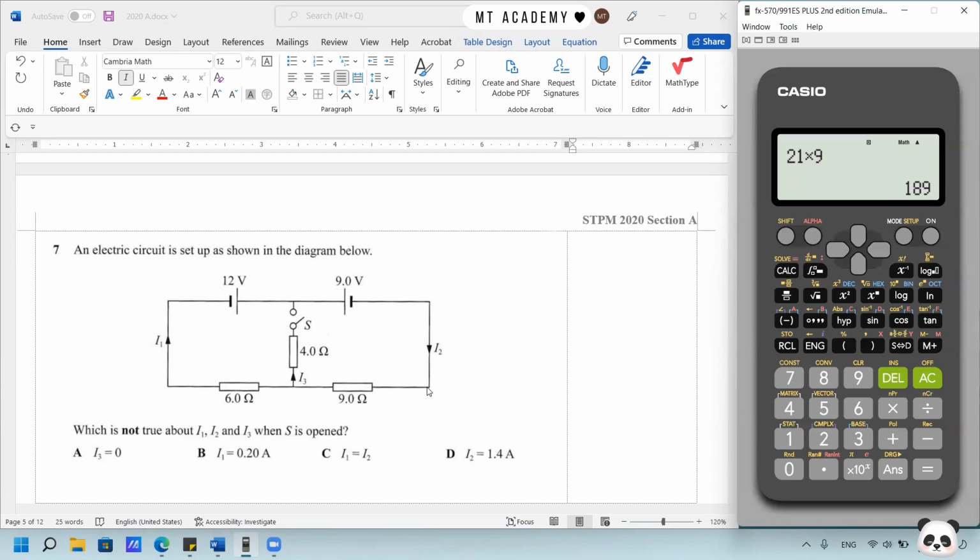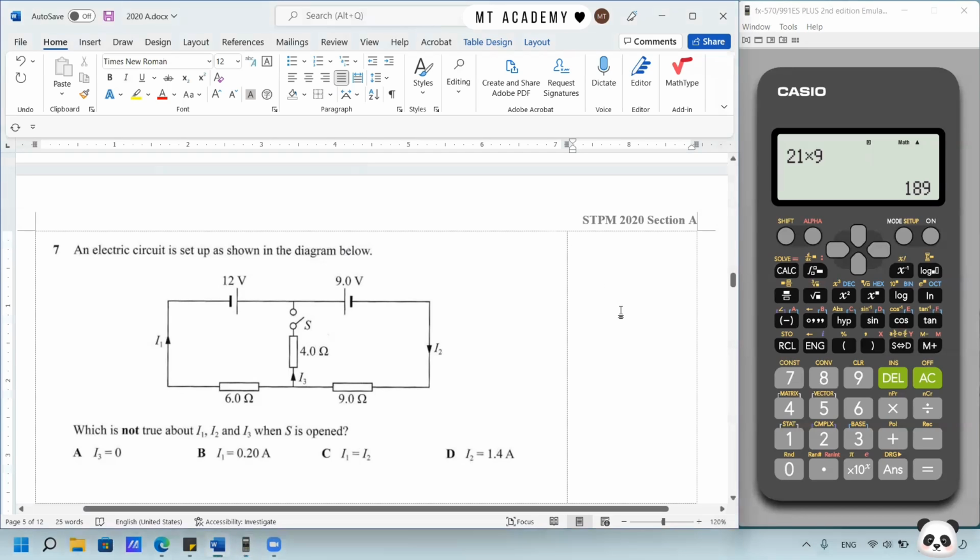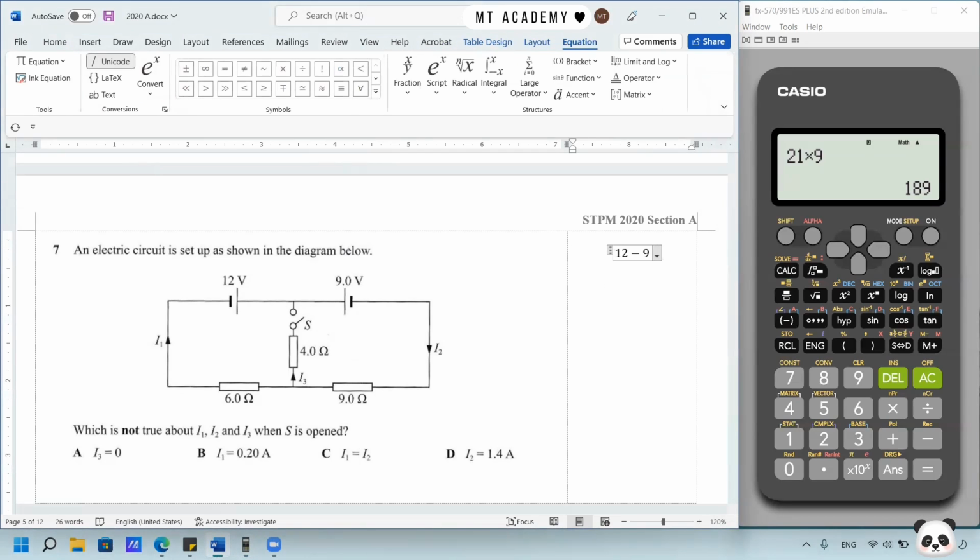So next we need to check which of answer B or D is correct by applying Kirchhoff's law. For example, we apply it in a clockwise direction. So we have 12 minus 9, because the 9 is against the loop, equal to the current multiplied by the total resistance in the circuit, which is 6 plus 9 ohm. So the answer here will be 3 divided by 15 ohm. So the current in the circuit should be 0.2 ampere.